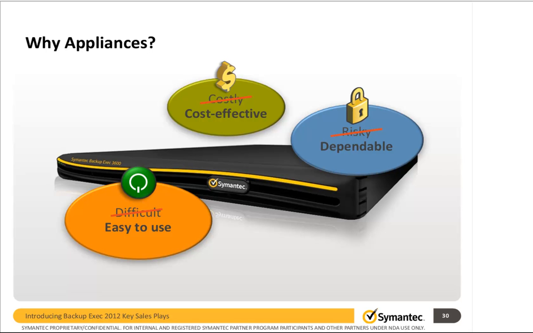And why do customers like appliances? It's really three key ways. It's very easy to use an appliance because it's everything all in one. It's cost effective when you look at the separate costs for the storage hardware, the software, and the maintenance. It's much more cost effective to buy it in an appliance versus all the different components separately. And then an appliance overall is very dependable. With our appliance, we've tested everything to work together.